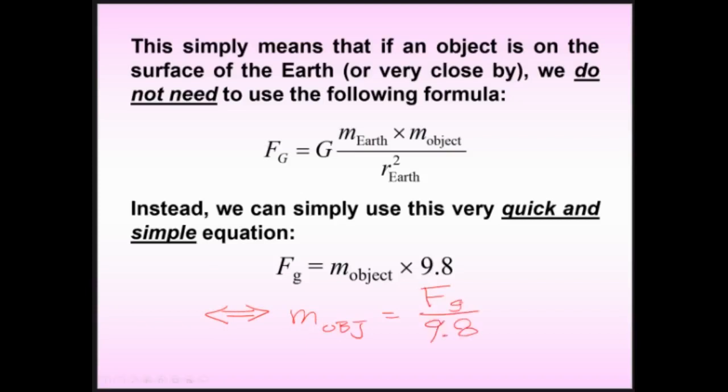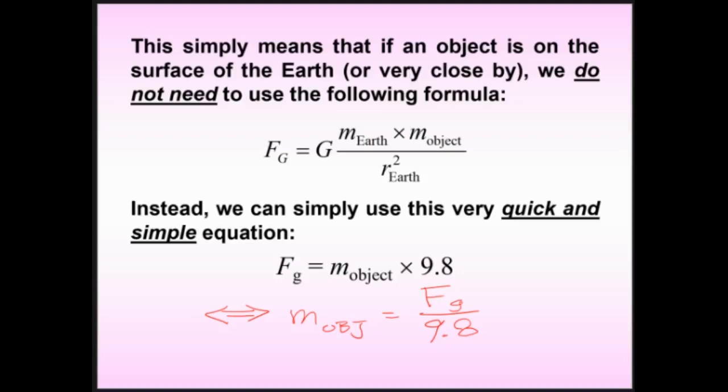Did anyone notice that one symbol changed here? Yeah, what is it? I am not using capital G anymore. I'm using small g now. Why am I using small g now? Because where is the object located? On the surface of the Earth.